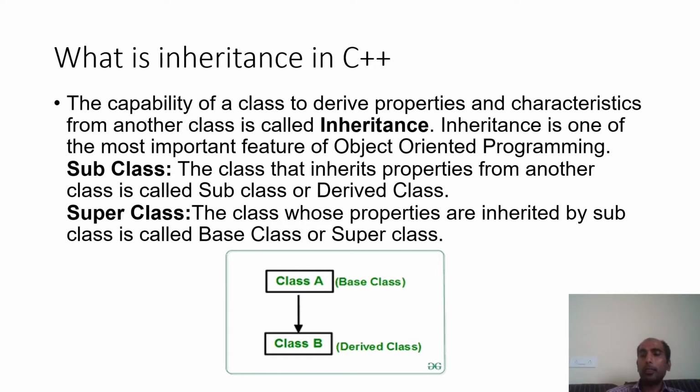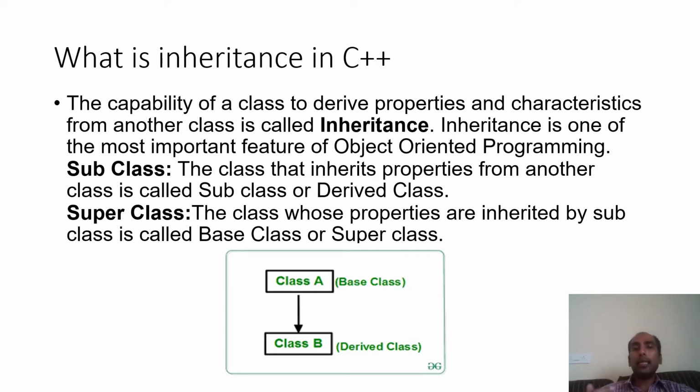Now, there are two things: a class which is going to acquire the property, and the class from which we are going to acquire the property. So, if you look at the picture, you see class A and class B. By looking at this diagram, we can easily identify that there are two classes, class A and class B. Class B is going to acquire the property of class A.